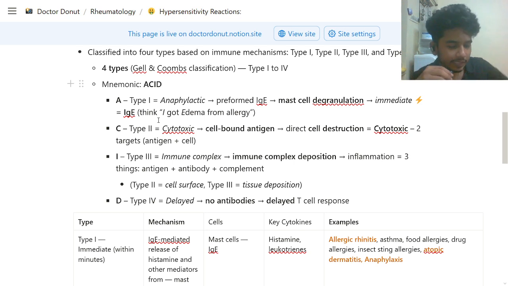C is for cytotoxic. Cytotoxic, again C for cell-bound antigen, which leads to direct cell destruction. Now it's the second type, and there are two targets: the antigen and the cell.